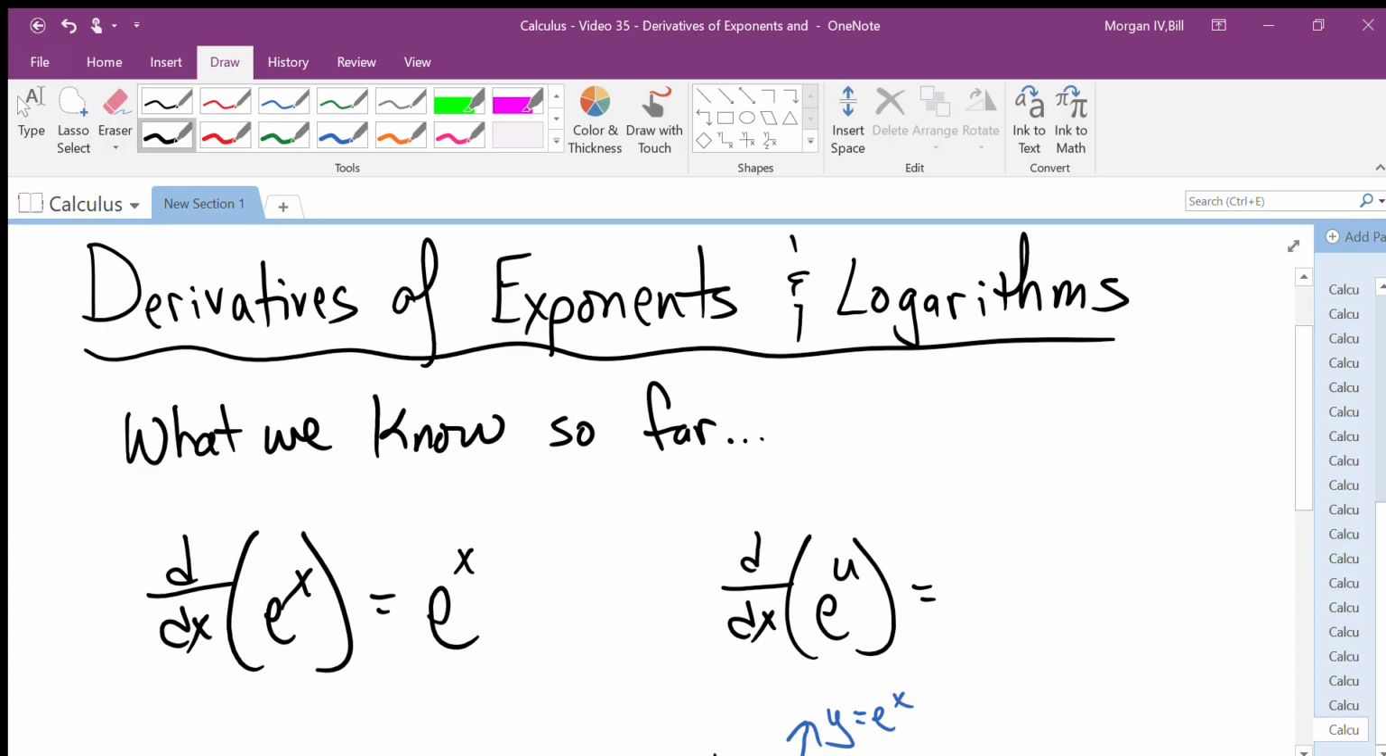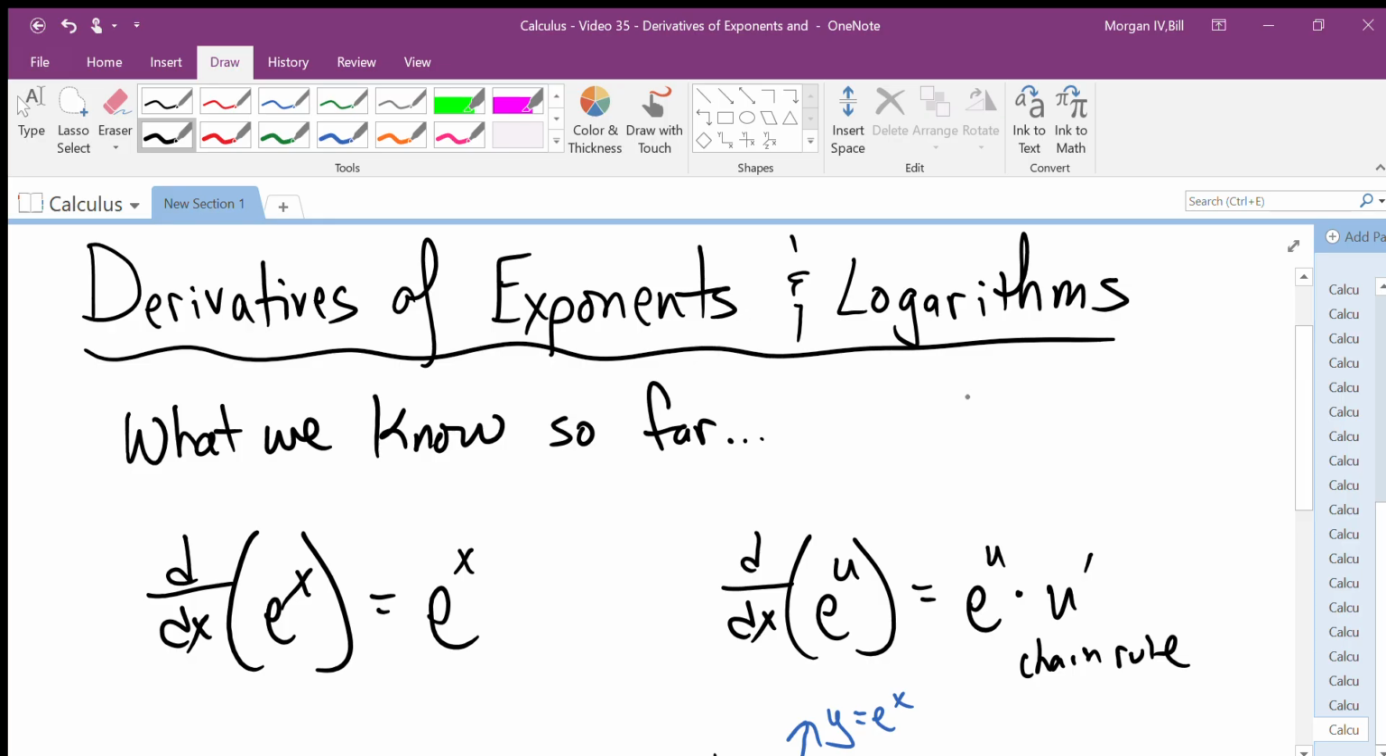We also know, though, that if we have some other function in the exponent besides just x, so we're using u here as a function of x, we need to use the chain rule. The derivative of e to the u is e to the u times du/dx, or times u prime, if you will. All right, that's chain rule.